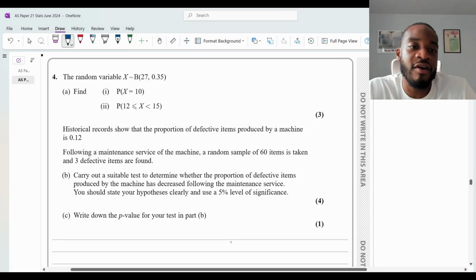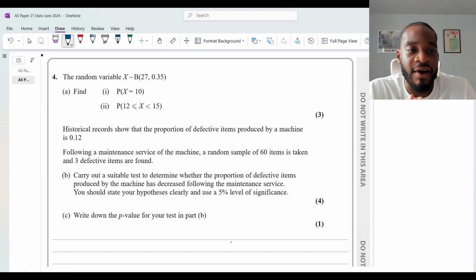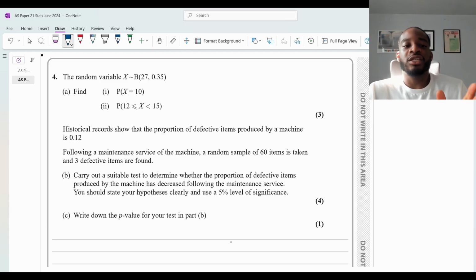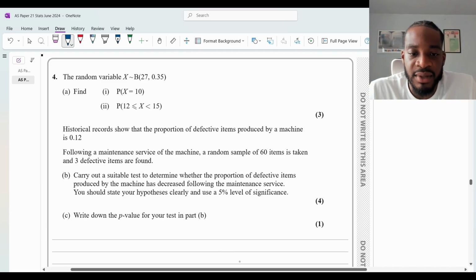Okay, so question 4 says the random variable x is binomially distributed with sample size of 27 and probability 0.35. Part A says find the probability of x equaling 10 for the first mark. That will be 1 mark. Part ii will be 2 marks within it. So this is just very, very easy calculator work. So I'm going to get my calculator up. This is a point distribution, isn't it? Because it's equal to, not an inequality.